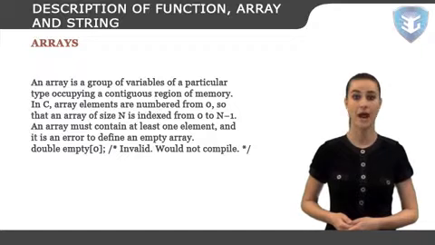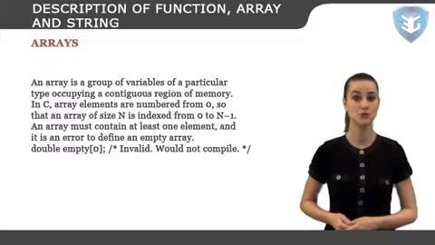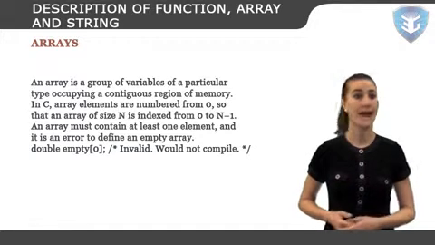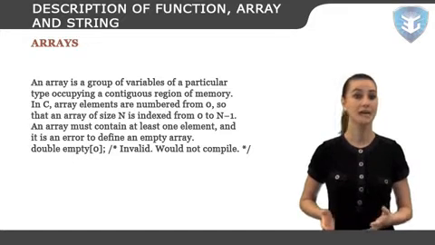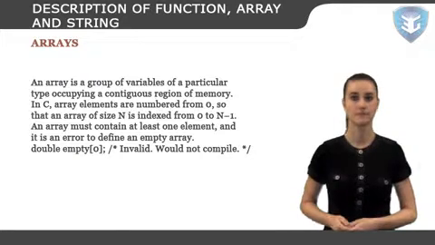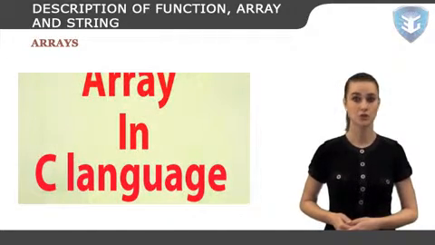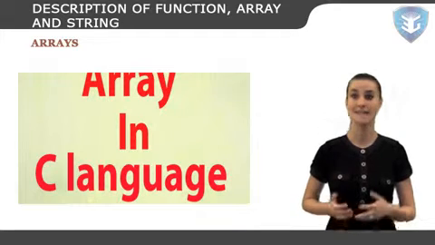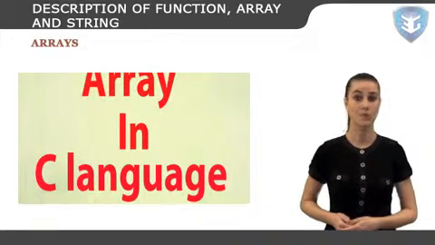Now we shall discuss arrays. An array is a group of variables of a particular type occupying a contiguous region of memory. In C, array elements are numbered from 0, so that an array of size n is indexed from 0 to n minus 1. An array must contain at least one element, and it is an error to define an empty array. Arrays are data structures which hold multiple values of the same data type. Arrays are an example of a structured variable in which there are a number of pieces of data contained in the variable name, and there is an ordered method for extracting individual data items from the whole.